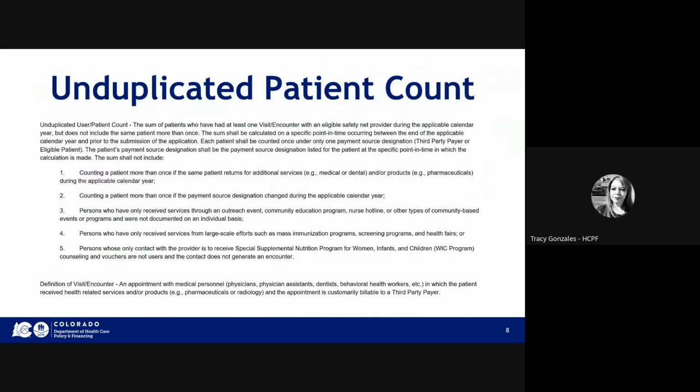We'll begin with your unduplicated patient count. Your unduplicated patient count is the sum of patients who have had at least one visit or encounter with an eligible safety net provider during the applicable calendar year, but does not include the same patient more than once. The sum shall be calculated on a specific point in time occurring between the end of the applicable calendar year and prior to the submission of the application.